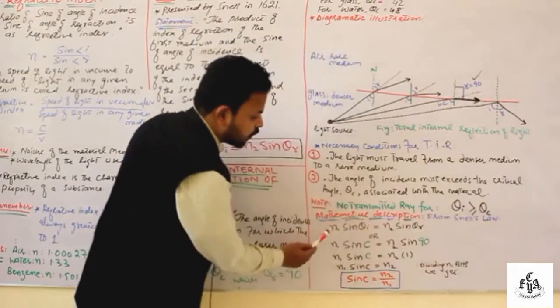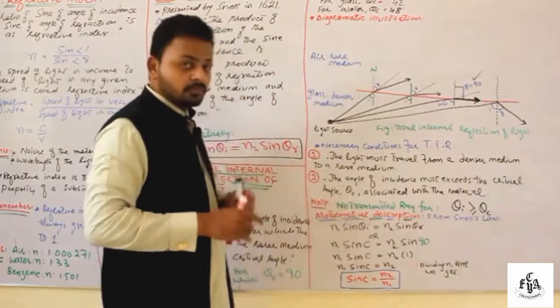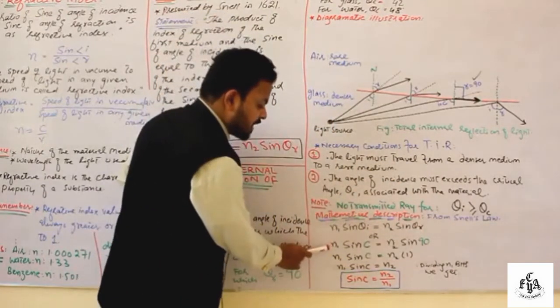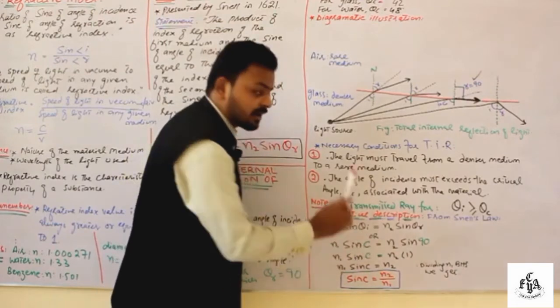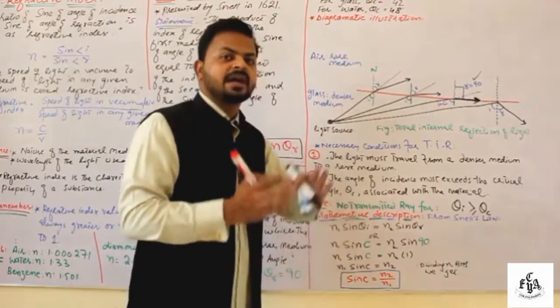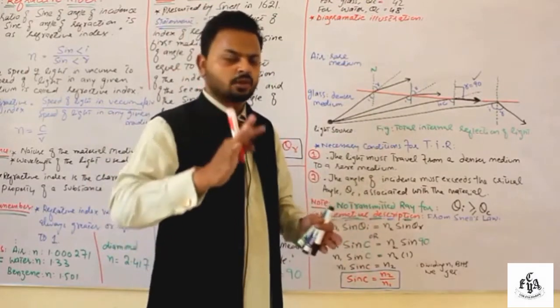We know that n1 sin theta i is equal to n2 sin theta r. Now n1 will be as it is, sine will be as it is, and the incident angle will be replaced by the critical angle. Let me represent it by c or theta c. Some people represent it by c, some by theta c. It's okay, you can utilize both.